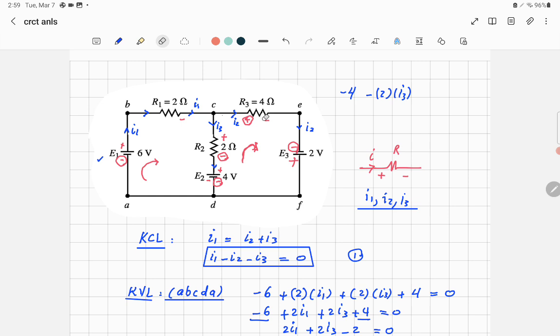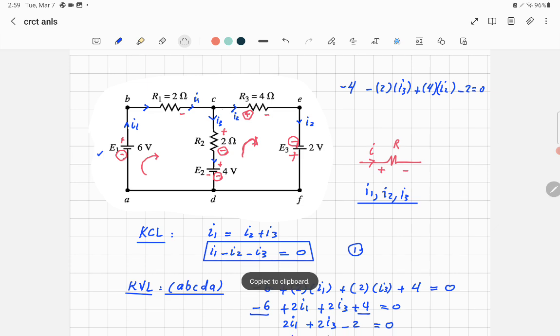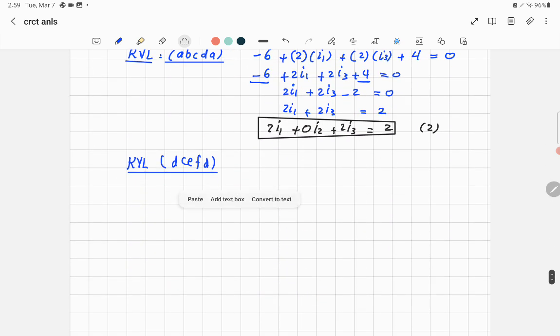Move in the clockwise direction, you're going to see the positive. That will be positive 4 ohm times I2. And then continue. Then you face the negative voltage of 2 volts. That is equal to 0. So that's the equation of the second loop. Let's make a copy of this one and take it there. And we're going to simplify the expression.